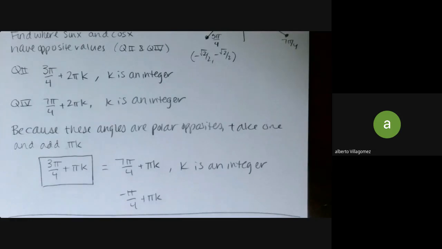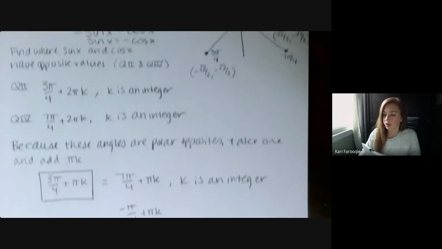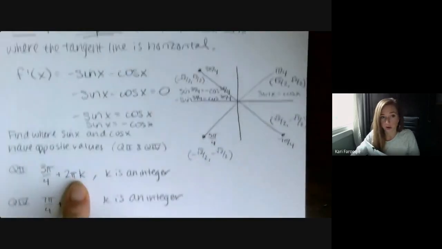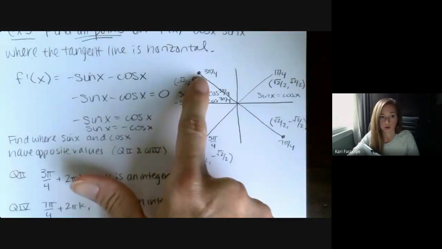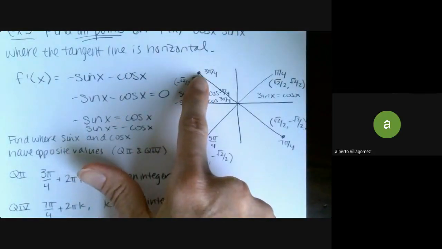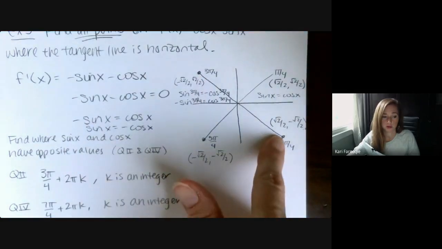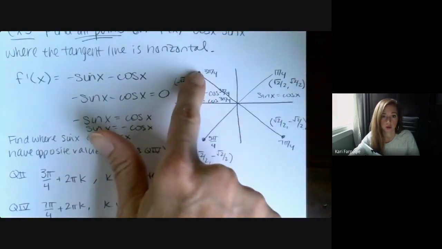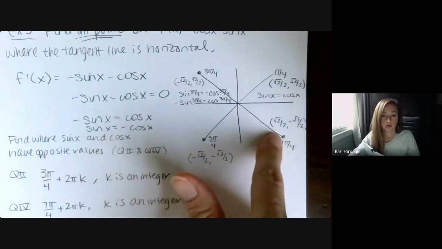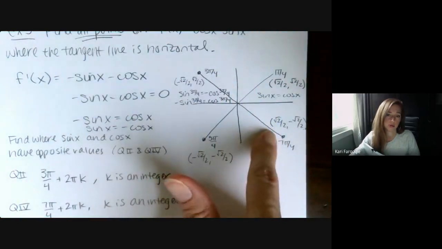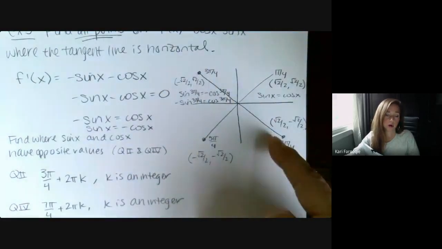Well, you could include that, but this would only give you this point in quadrant 2 all the time. If you add pi k to it, you're going to get both of these quadrant 2 and quadrant 4 points. Every time you add pi, you're swinging around. And that only works because these are polar opposites, so they're exactly pi apart.